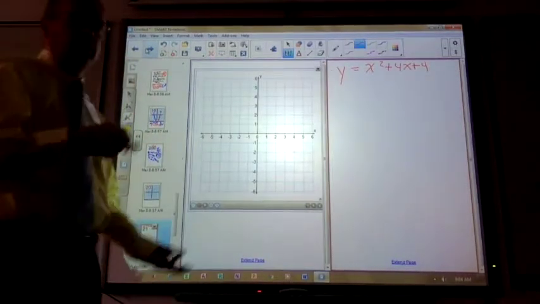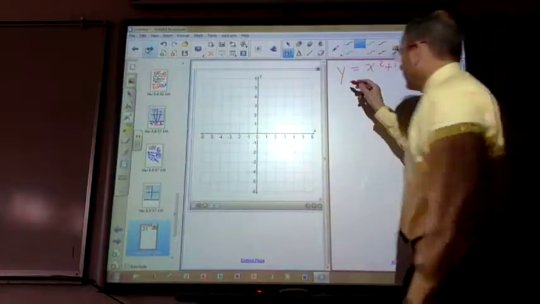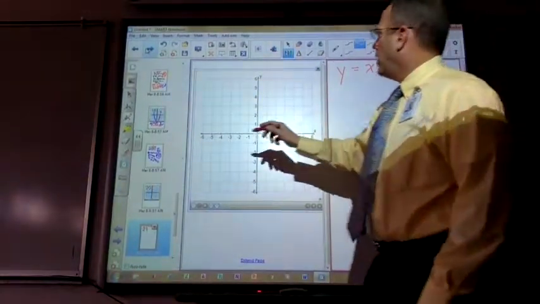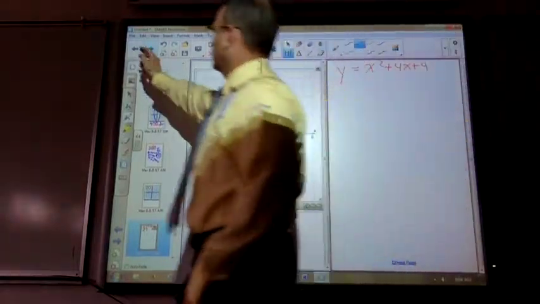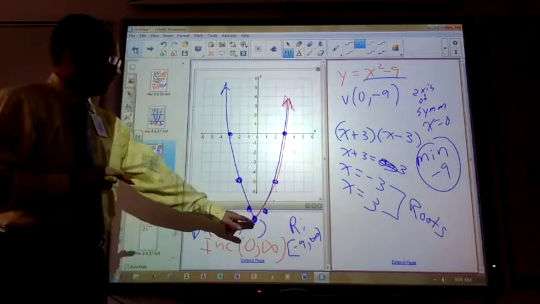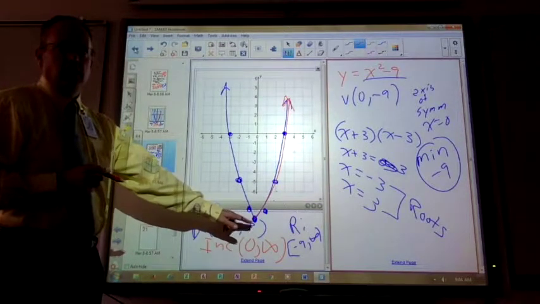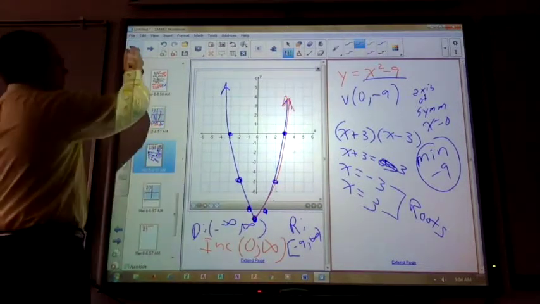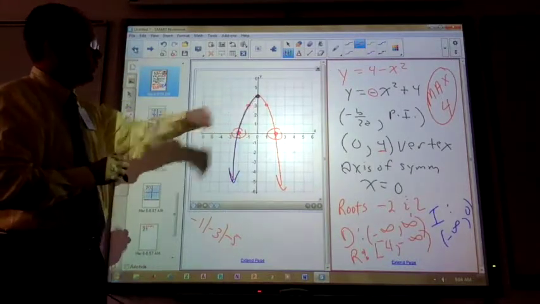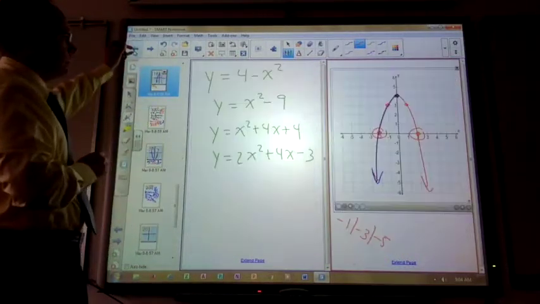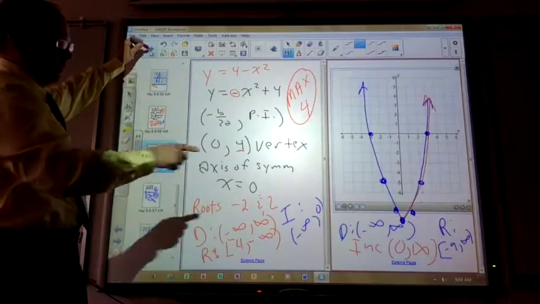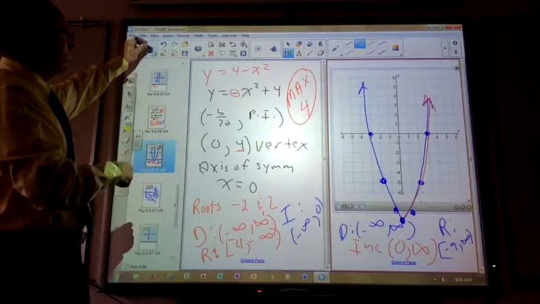Next problem, we can go negative b over 2a. So negative b over 2a. Actually, let's go back to these last ones. Where did this one cross the y-axis? It crossed the y-axis at 0, 9. So you could label that. The one before that would have crossed the y-axis at 0, 4. Is that right? Yep. And then this one would have crossed at, that's our old graph.